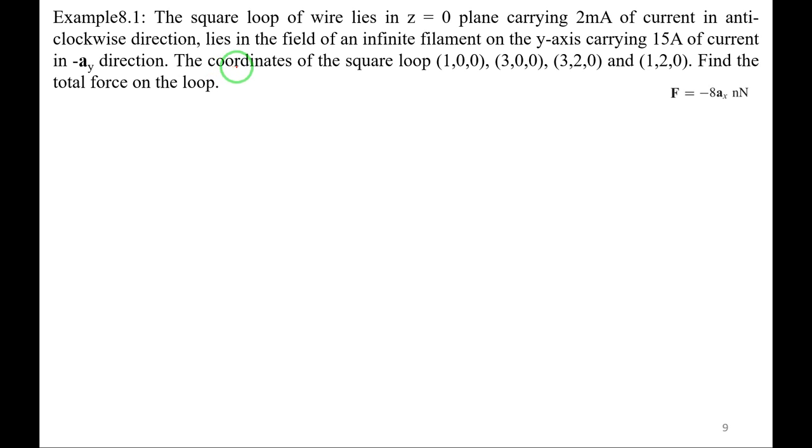So we'll continue the numerical. Try to understand this numerical very clearly. By reading this, we have to draw the diagram first. The square loop of wire, it is not a straight conductor, it is a square loop. The square loop of wire lies in the z equal to 0 plane, which means the xy plane, carrying 2 milliamps of current in the anti-clockwise direction. The direction of the current is also given. It lies in the field of an infinite filament on the y-axis carrying 15 amps of current in minus a_y direction.